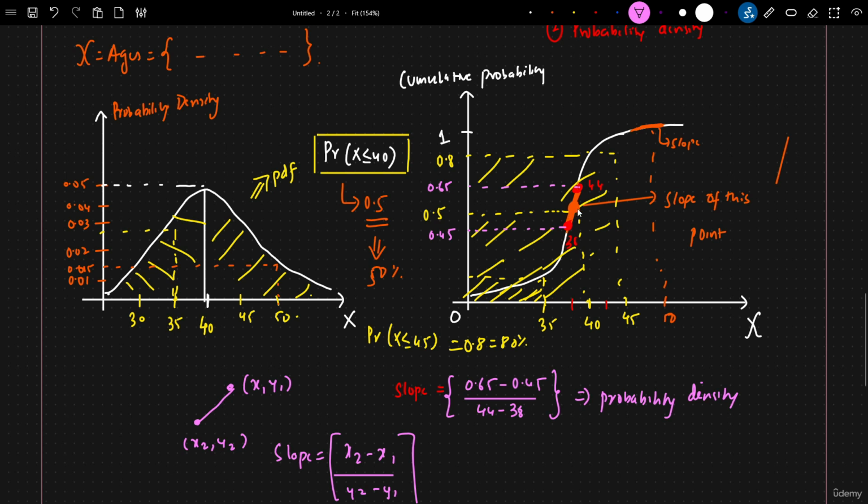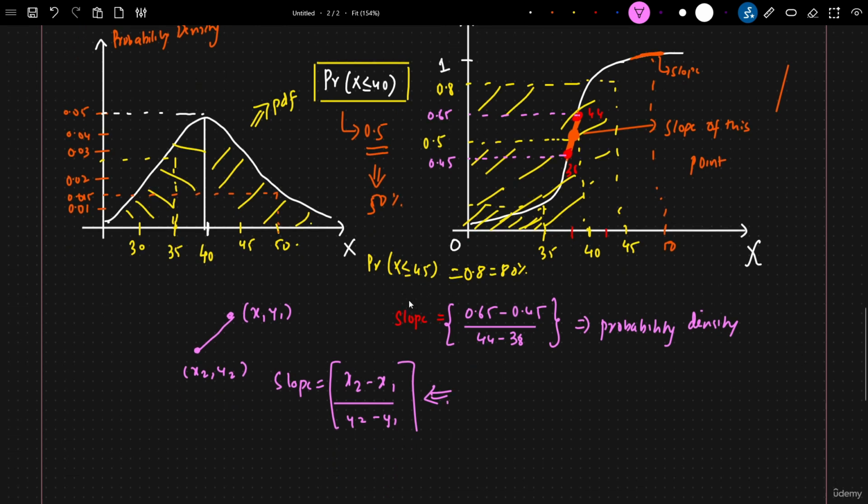But we need to calculate the slope with respect to a single point, so we take the 2 nearest points and calculate it. This is the formula we have used to calculate the slope. We can also call this slope the gradient, and that is how we calculate the probability density.